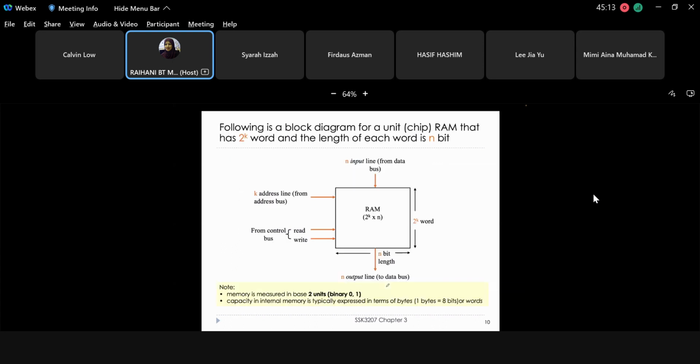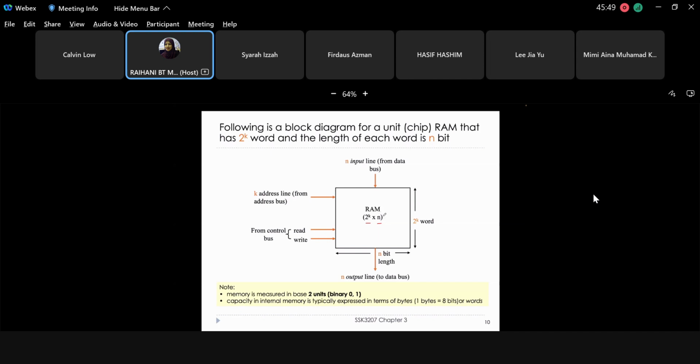Now we are looking at the block diagram for a unit chip RAM that has 2 to the power of k words, and the length of each word is n bits. Of course, in the RAM, this is the word and the length of the RAM inside.